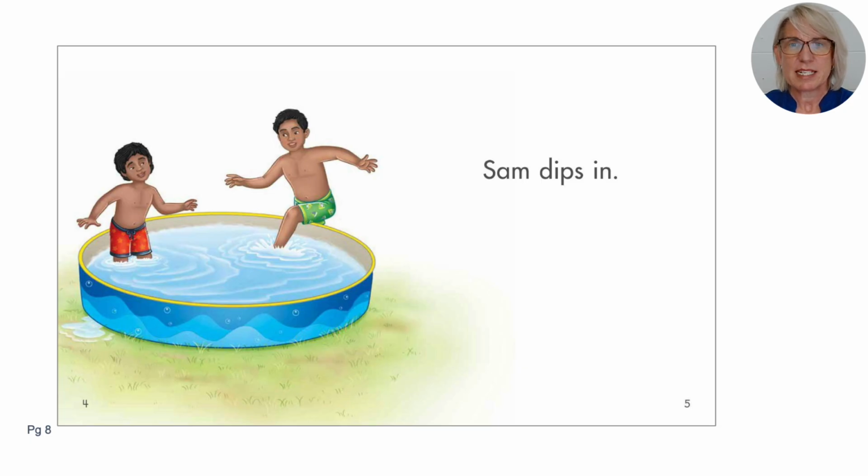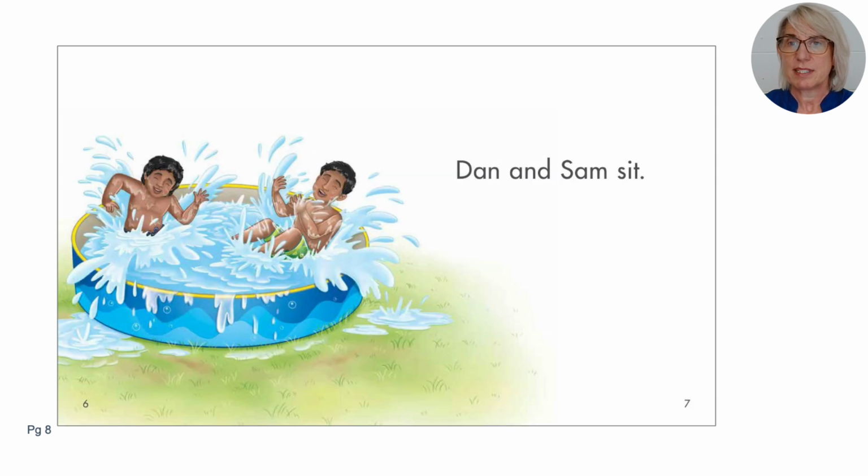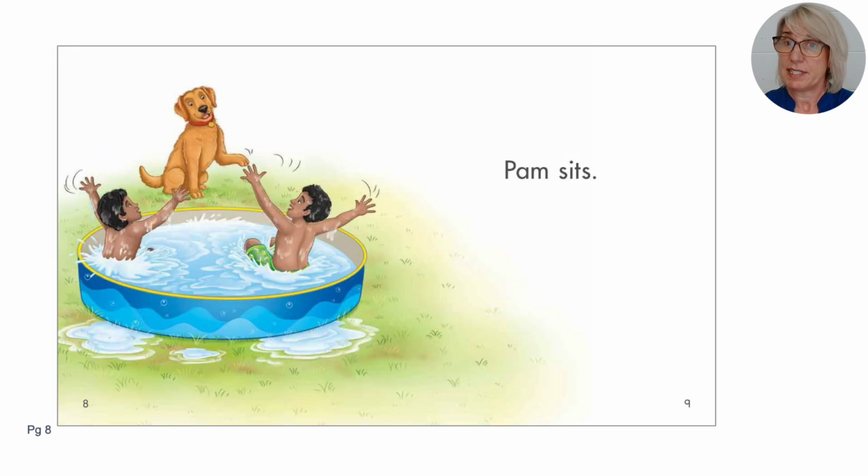On the next page we've got Sam dips in. So here there is slight repetition in the structure, but from this moment it changes. So Dan and Sam sit. So all decodable words. And we've got capital letters for names, which we'd be teaching the children about, and also Dan is the start of a sentence, so needs a capital anyway. Then we've got Pam sits, so we've got that verb suffix again, adding complexity, but otherwise it's very decodable.